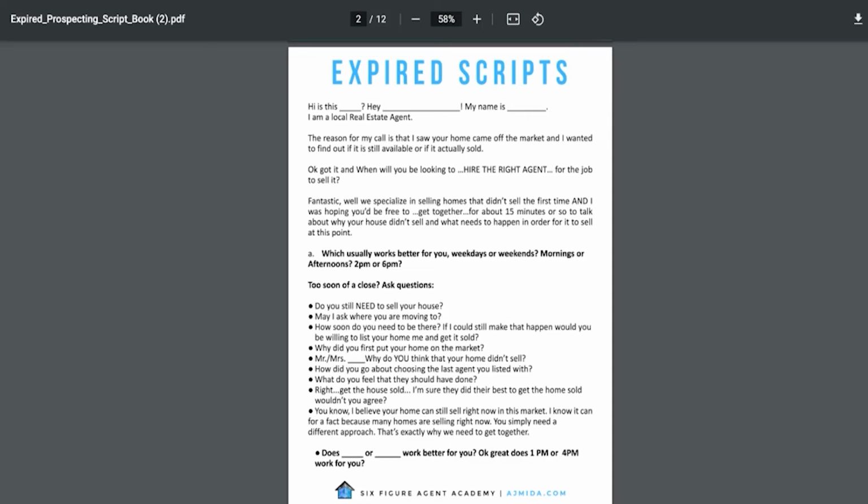And they'd be like, not sure. So they're kind of hemming and hawing still. So just go to the next question. What initially caused you to put the home on the market? At that point, they'll go ahead and repeat the first motivation part. So then I would just follow it up with, Mr. and Mrs., or Mr. or Mrs., depending on who you're talking to. Why do you think your home didn't sell? How did you go about choosing the last agent you listed with? What do you feel they should have done? So you start just asking this series of questions to get them to open up.